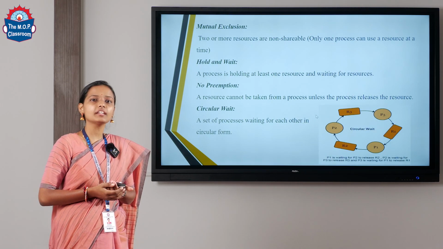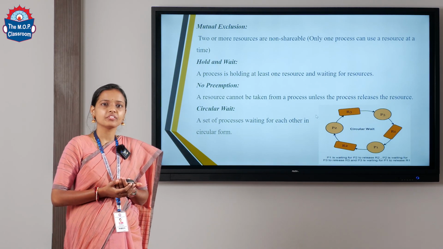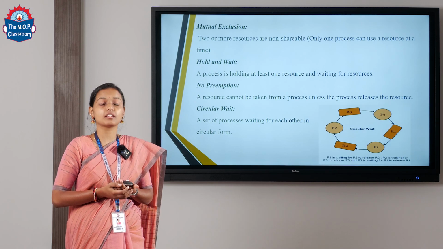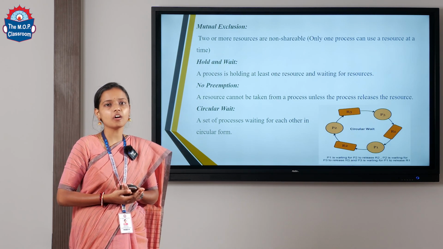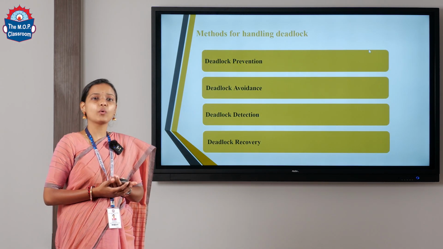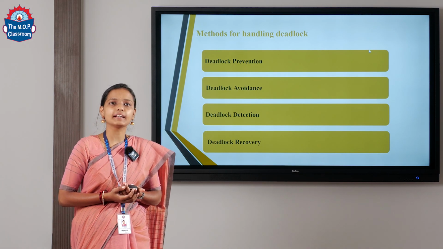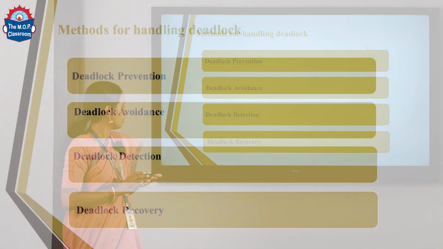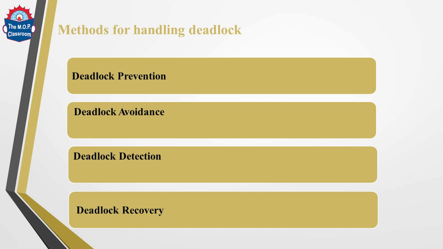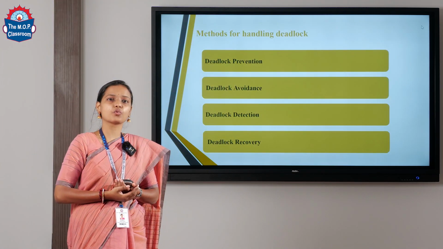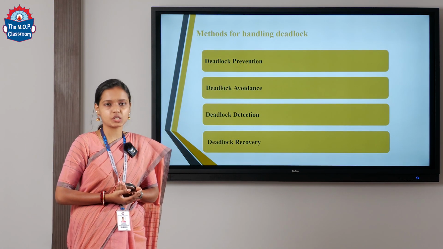So if all these conditions are true, then we can say that the system is likely to get into a deadlock state. There are various ways in which a deadlock can be handled efficiently: deadlock prevention, deadlock avoidance, deadlock detection and deadlock recovery. Each and every mechanism has its own pros, cons and limitations as well.